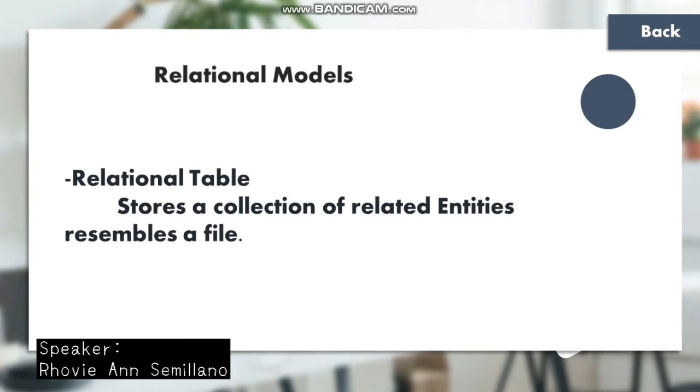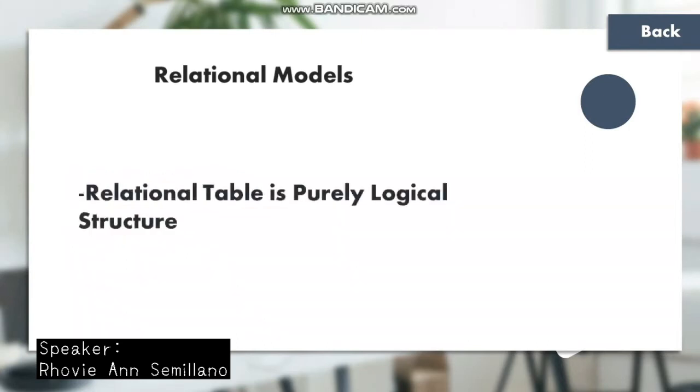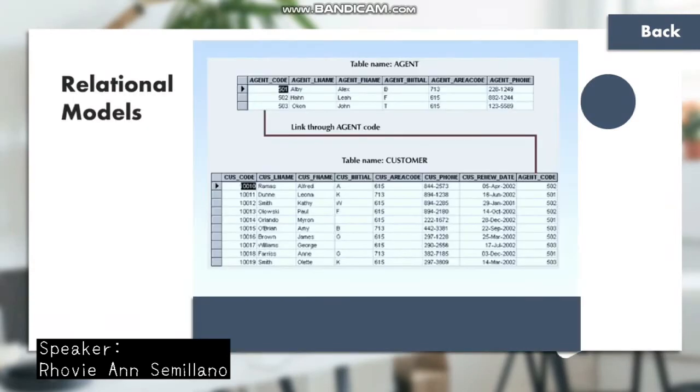A relational table stores a collection of related entities and resembles a file. A table has two properties, rows and columns. Rows represent records and columns represent attributes. A relational table is a purely logical structure. So guys, when you use this, you need to analyze carefully and extract the components based on the business rules given. So this is the sample of a relational model.